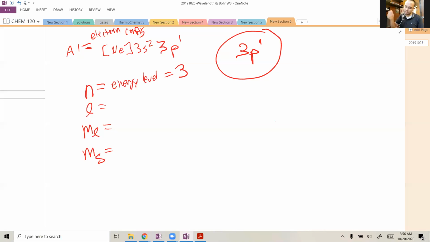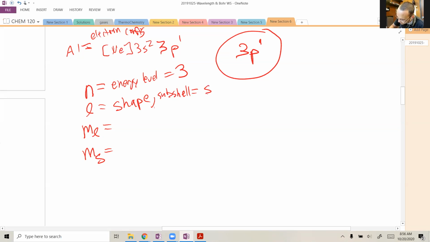Okay. So when we are looking at l, the way I think about l is as the shape that the electron cloud is taking. It's also called the subshell, and this is going to be your s, p, d, and f. Each of those letters stands for a different orientation. Your s kind of looks like a sphere.